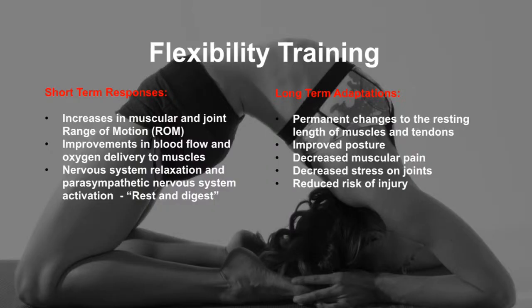Some of the long-term adaptations of flexibility training are we're going to get permanent changes now. So our muscles are permanently going to be longer. This is great if you've got tight hips and tight hamstrings and tight trap muscles and neck muscles. We want them permanently elongated. That's great. That improves posture, which is an important concept.